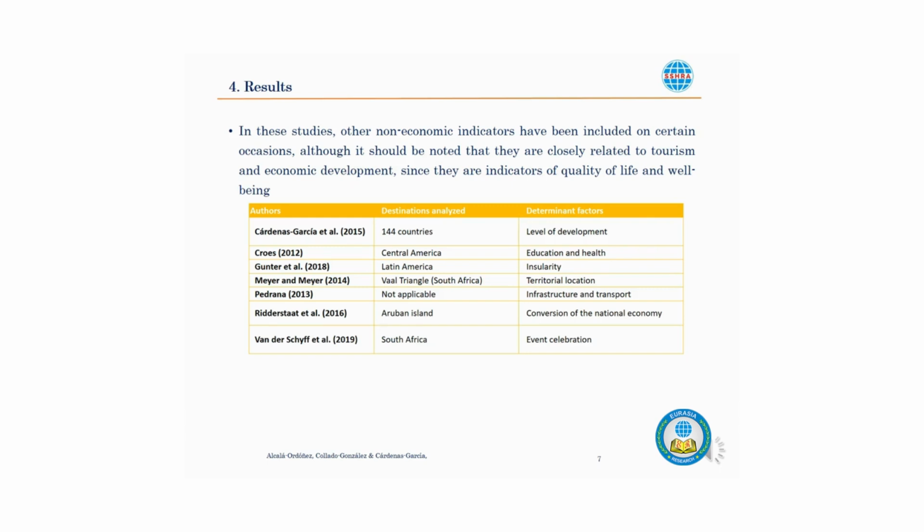For example, in the column to the right, we can see the level of development, education, and health as components of the Human Development Index, and the insularity, which is a very important characteristic of some countries, because insularity promotes the attractiveness of the destination. Territorial locations, infrastructure and transport, or other sectors are other determinants of the positive relationship. Also, different events, as we will see in the next slide, or conversion of the national economy play an essential role in the relationship between the variables analyzed.